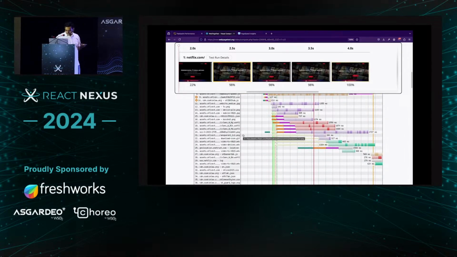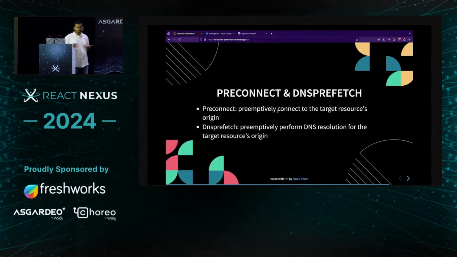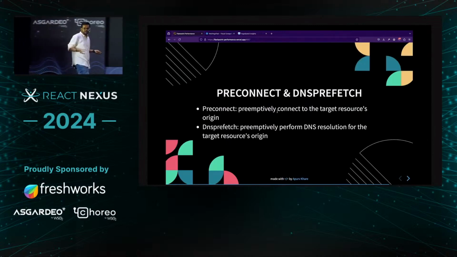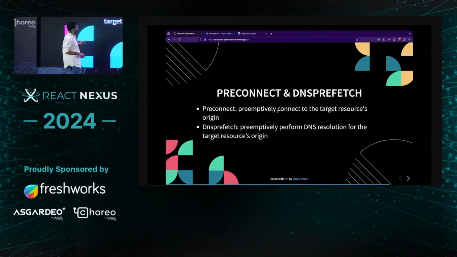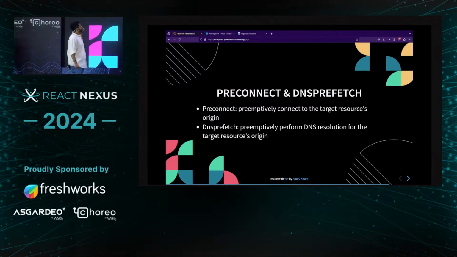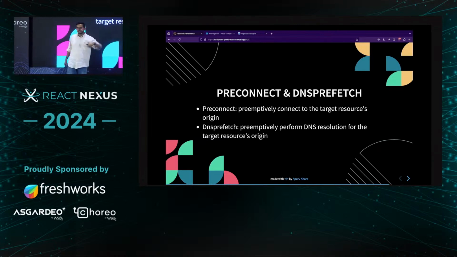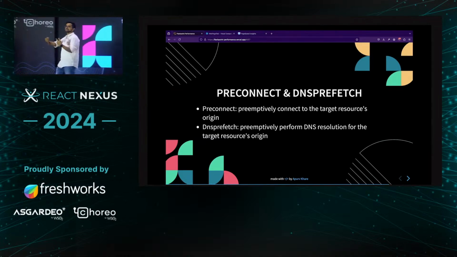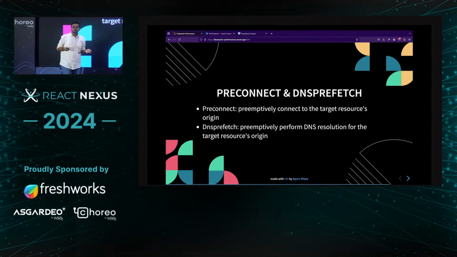So in order to connect to them, you already know the domains that it requires to connect to. So you can use preconnect, which does the TCP connection preemptively, and then there is DNS prefetch, which does the DNS resolution preemptively. So this was about the resource hints.